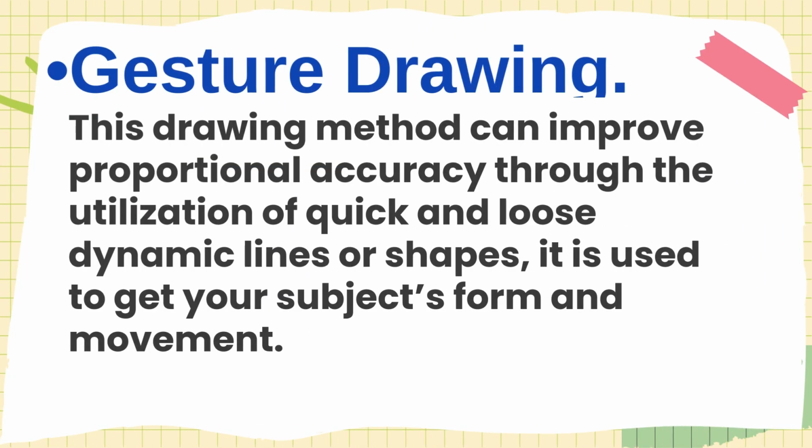Remove unnecessary construction lines. Gesture drawing. This drawing method can improve proportional accuracy through the utilization of quick and loose dynamic lines or shapes. It is used to get your subject's form and movement. Gesture drawing omits intricate details to focus on what you are seeing as you are seeing it. Often, this technique can be rough with quick and deliberate marks.